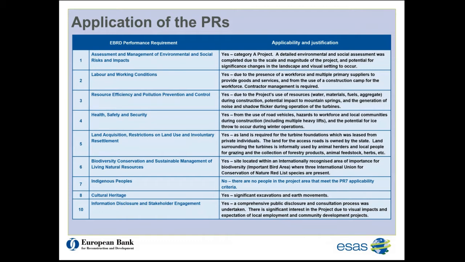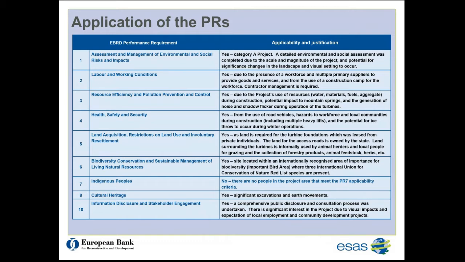PR5, land acquisition, restrictions on land use and involuntary resettlement. Well, PR5 applies as well. So the land required for the individual turbine foundations will be leased from private individuals. The land for the existing access roads that are to be upgraded is owned by the state. The land surrounding the turbines, the broader project area, is informally used by animal herders and local people for grazing and also for the collection of a variety of forestry products. So PR5 applies as well.